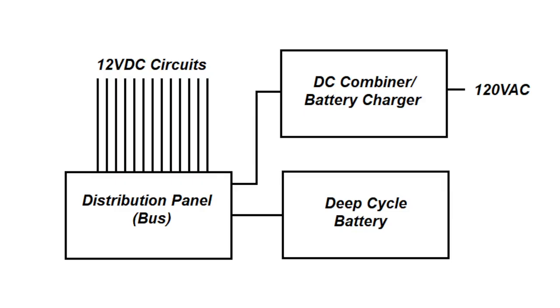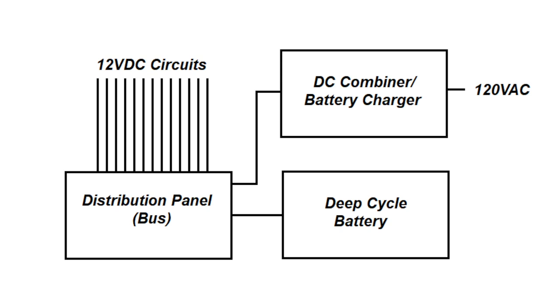This is a simplified diagram of a typical RV DC distribution system. The distribution panel consists of a set of fuses that allow each individual 12-volt DC circuit to be connected to the common 12-volt system. The 12 volts is supplied either by a deep cycle battery in a mobile situation, or if on shore power, that is 120 volts AC, by a DC combiner. A combiner is just another word for a DC power supply.